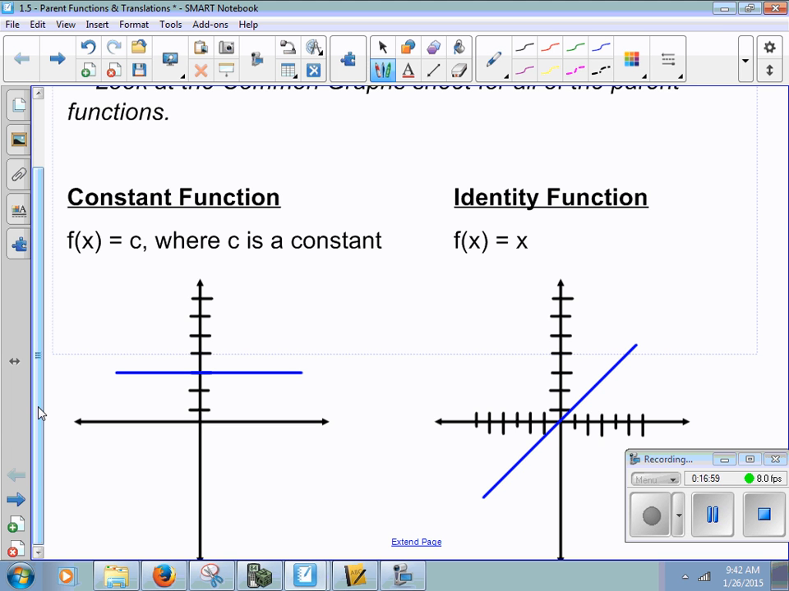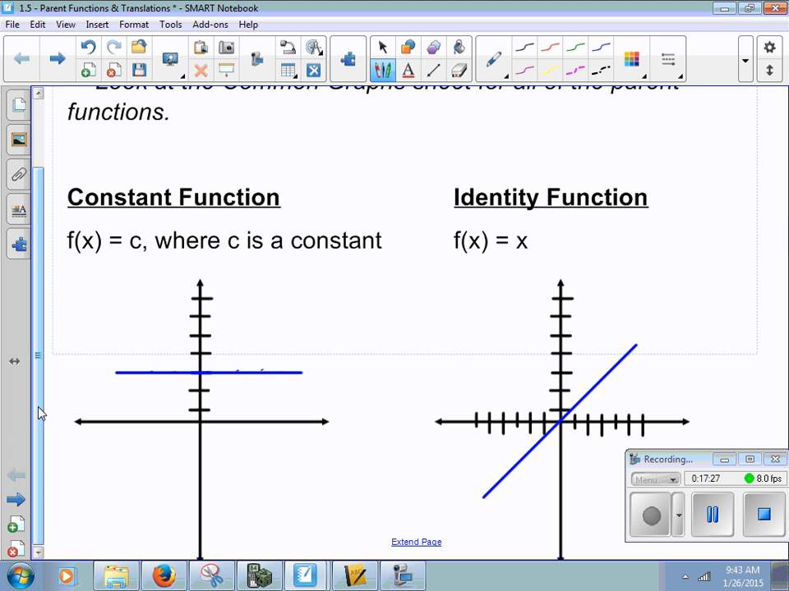Just for kicks and giggles, and I'm going to fly through this, so you mark your notes 17 minutes, because I'm not going to wait on you. What would the domain and range of my constant function be? What would the domain be? Anybody? All reals. What would the range be? Y equals 3. That is going to be the y value of every point on my graph, isn't it?